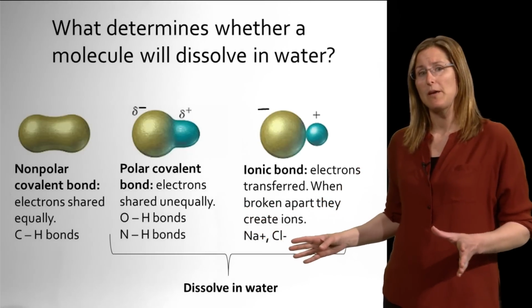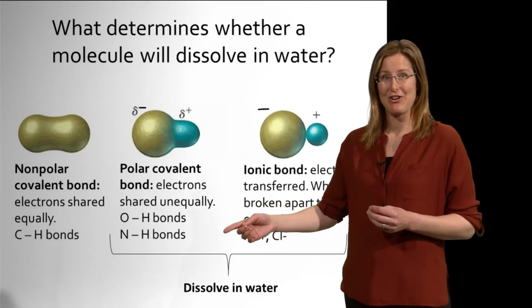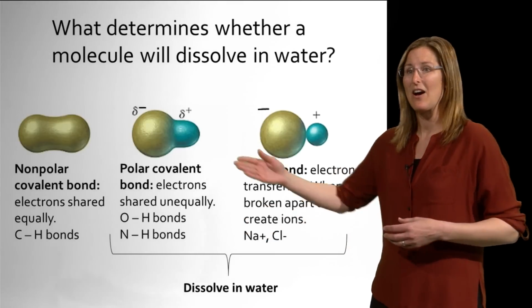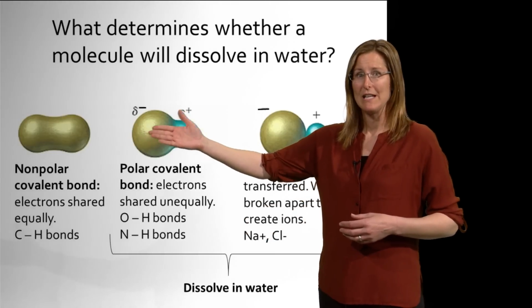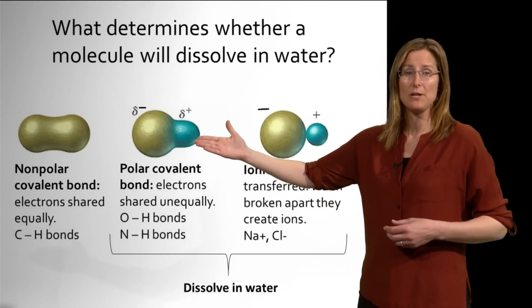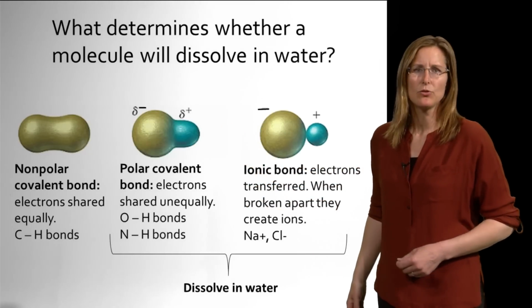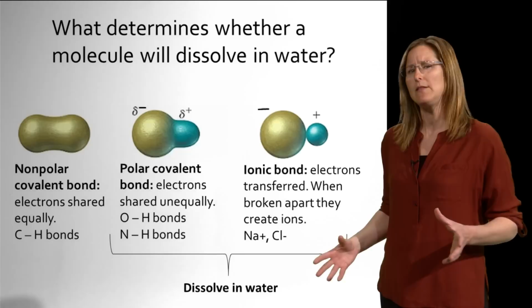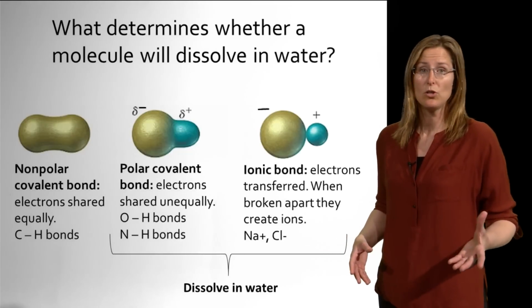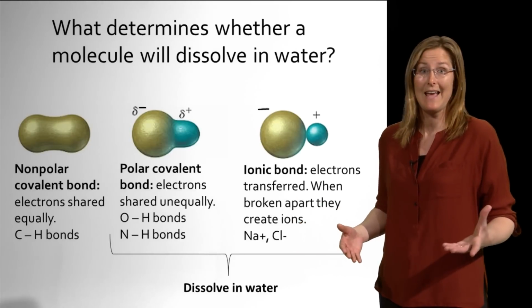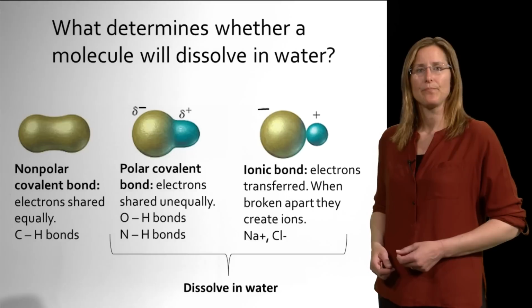Oxygen exerts a pull on hydrogen's electron, which causes it to take on a partial negative charge, leaving hydrogen with a partially positive charge. Polar covalent bonds allow molecules to dissolve in water, and you'll see these bonds used in water molecules, sugar molecules, DNA, and some proteins.